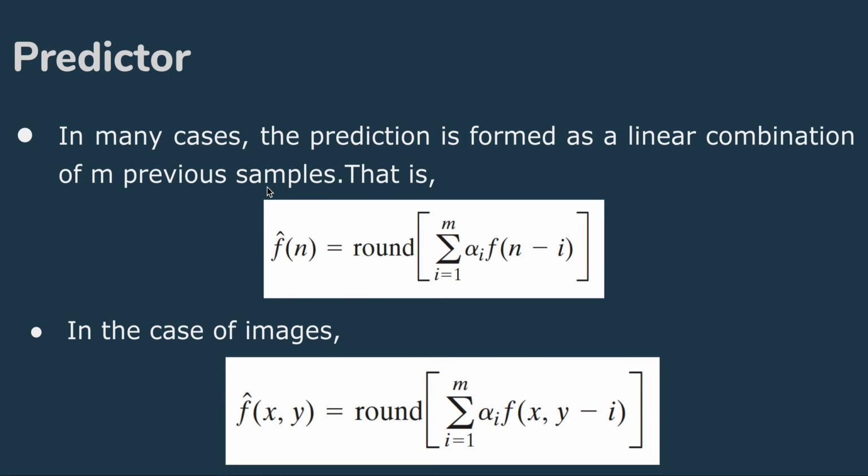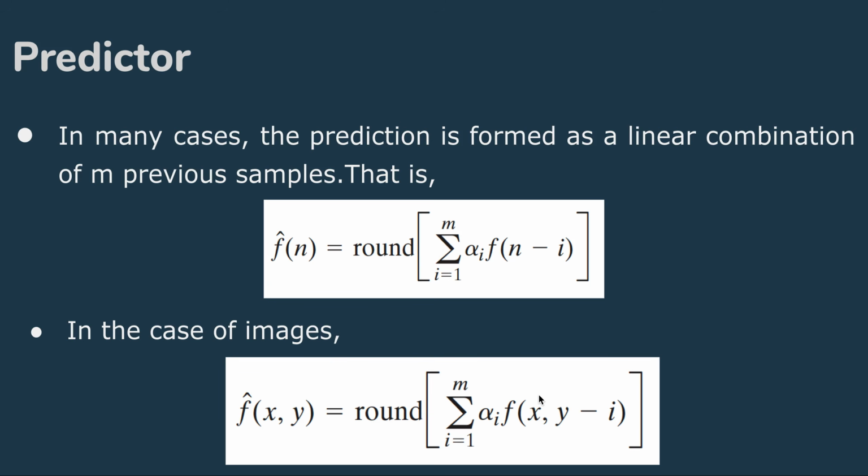The commonly used predictor function is this one, that is, we will be using a linear combination of m previous values. When you look at this function, you can see that f of n minus i is the previous value of f of n which happened i instances back. We will be utilizing that value, then we will multiply that with alpha of i, and we will sum it up for different values of i starting from 1 to m, and we will round that sum after that.